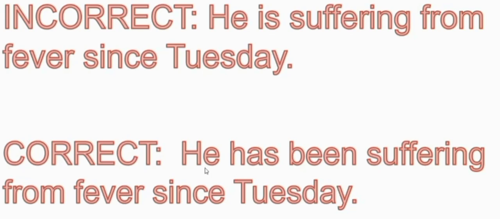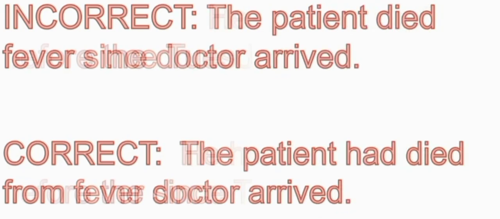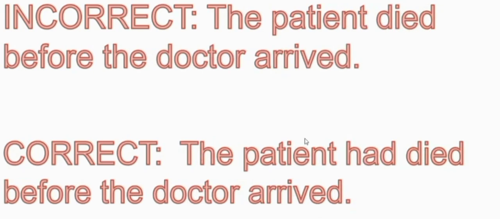"The patient died before the doctor arrived." Here two events took place. One is the patient died, which is the earlier event. The second one is the doctor arrived, which is the later event. So when we combine these two sentences, the first event should be written in the past perfect tense. So here the answer is "The patient had died before the doctor arrived."